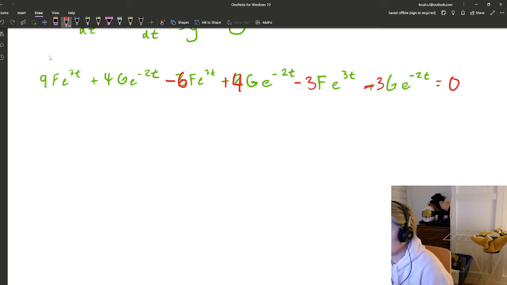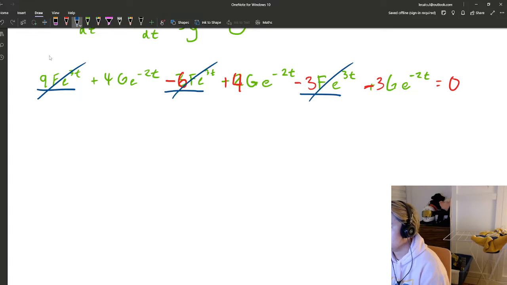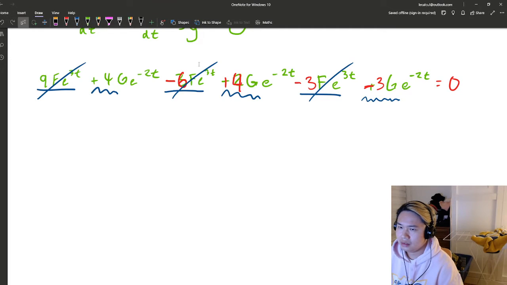Okay, and then if we collect like terms, everything just cancels out, I get, probably. So let's see. We got 9 minus 6 minus 3. So those cancel. We got 4 plus 4 minus 3.